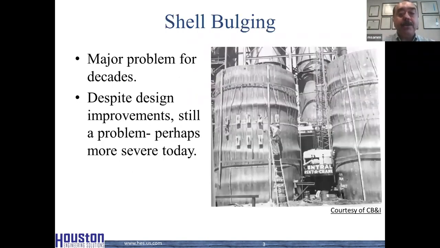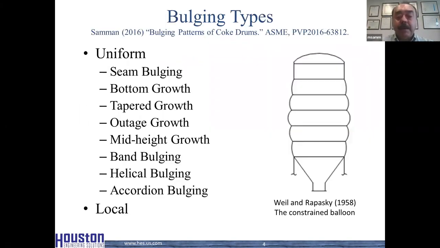First, when we talk about shell bulging, this is a major problem that we've had for decades. As you see in the photo, some bulges can get drastically large, can get very significant. They can cause up to 12 inches of radial growth. Now, we have made a lot of changes in industry, but despite all the design improvements, we still have a problem, and it might be even more severe today than it was in the past.